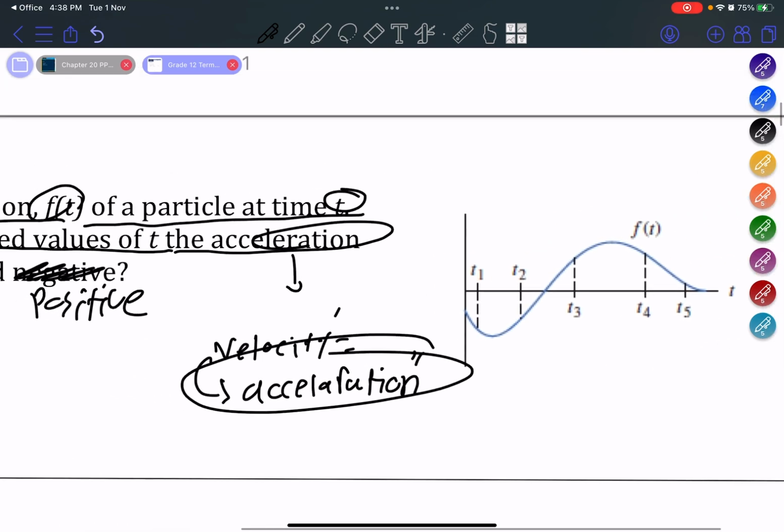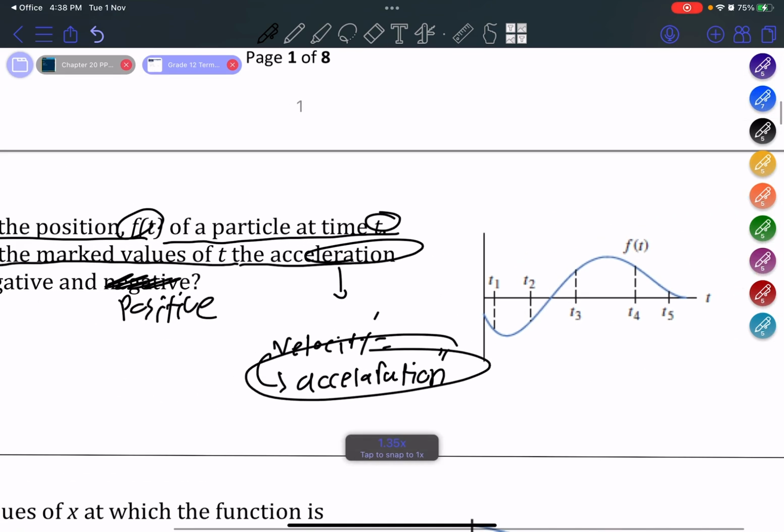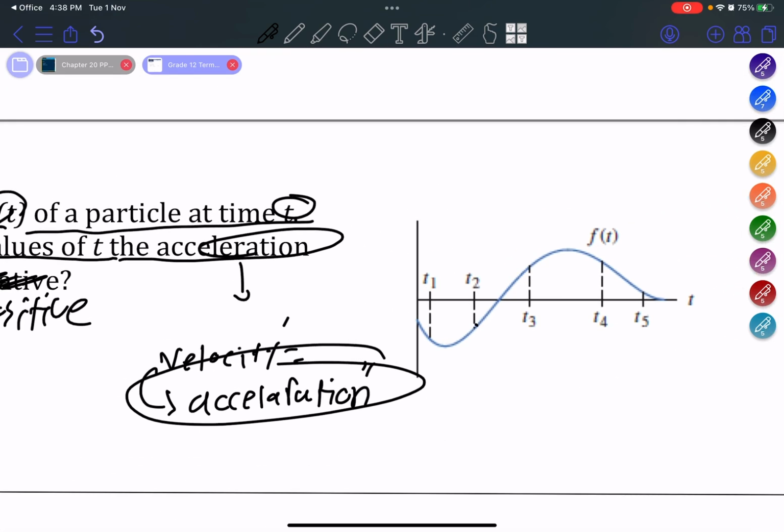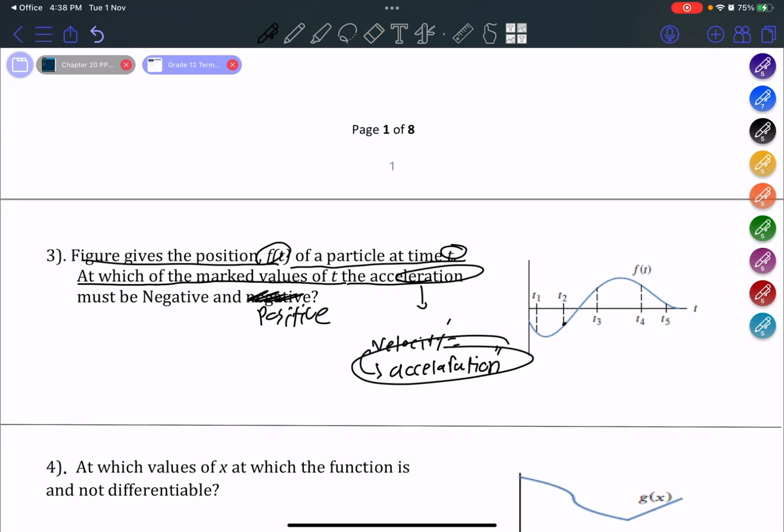Okay, what is the double derivative? It basically asks us where the point is: is it concaving up, which is increasing, or is it decreasing, so concaving down? And here they ask us, in which of these points, at which of the marked values of t, the acceleration must be negative and positive.